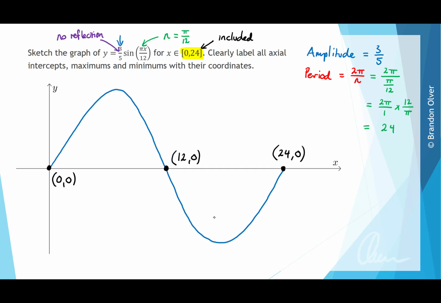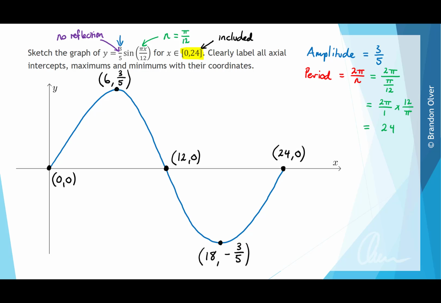And then the maximum and minimums are going to occur halfway between the intercepts. So this value here is going to be halfway between 0 and 12, which is 6. And it's going to go the maximum distance away from the mean value of the function, which we know is the amplitude. So it's going to have a y value of 3 over 5. Similarly, for this minimum, it's halfway between 12 and 24, which is 18. But this time it will go in the negative direction, the value of the amplitude, which is negative 3 over 5. So that's the full sketch.